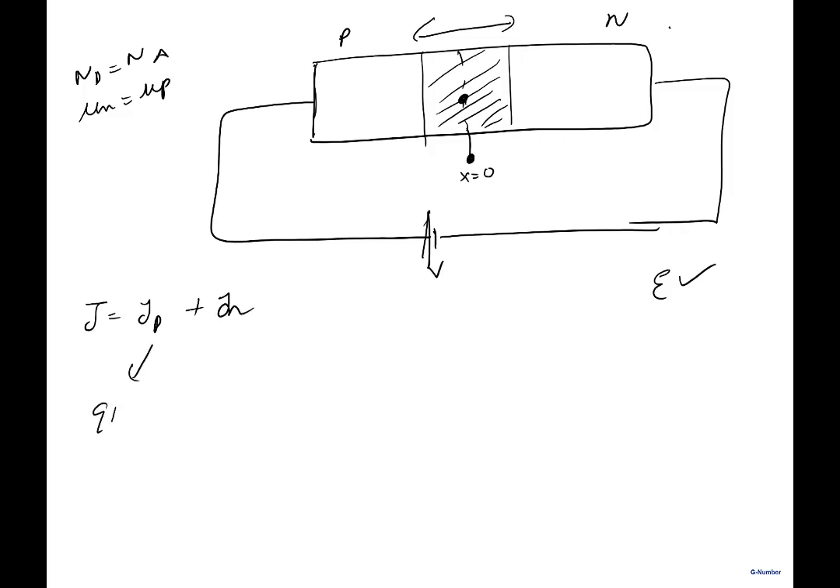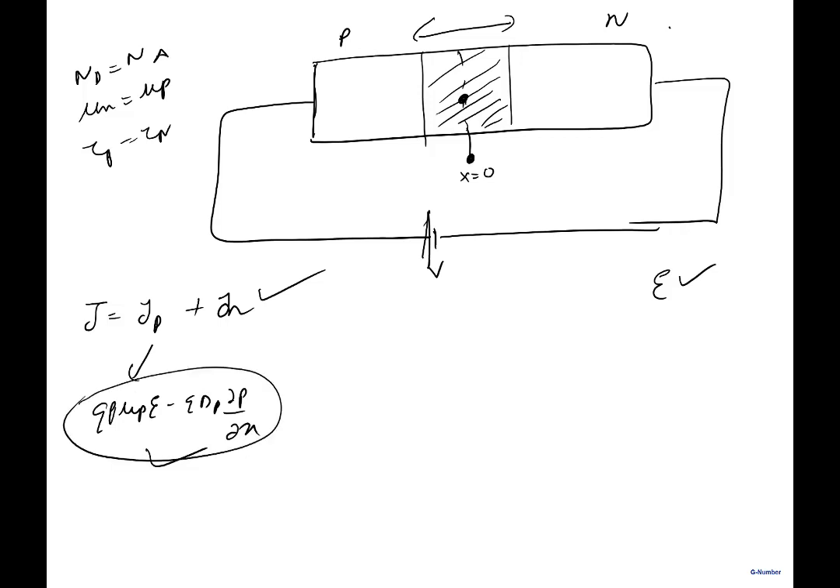So JP is Q P mu P E minus Q D P del P by del X. Right? And because of the way I've done it, if I compute JP, I know JN right now because ND equal to NA, mu P equal to mu N. So, and everything else is the same. Tau P equal to tau N, whatever is true for electrons, true for holes. Just to simplify and see, okay? So if I compute JP, I know JN. So I need to only compute JP. JN is already known. Now to compute JP, I need to compute this and this.